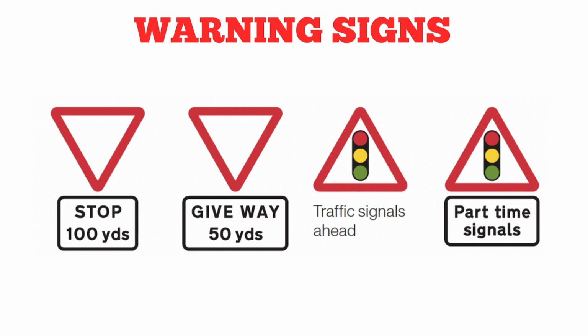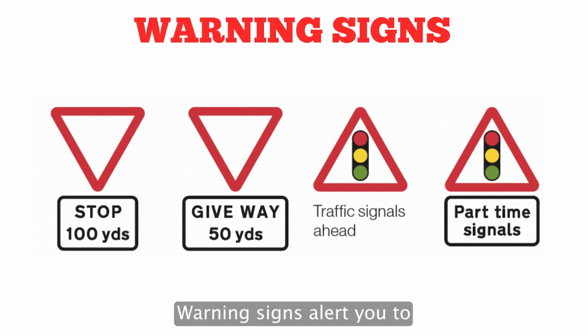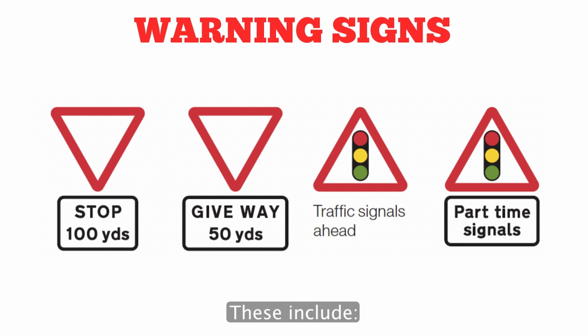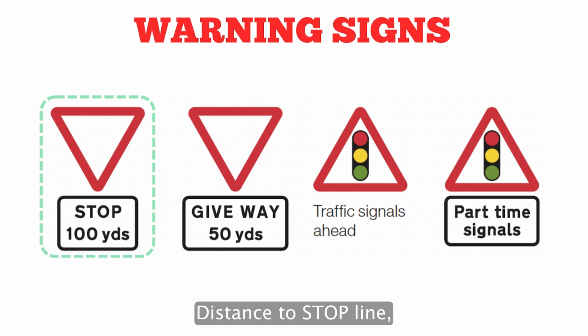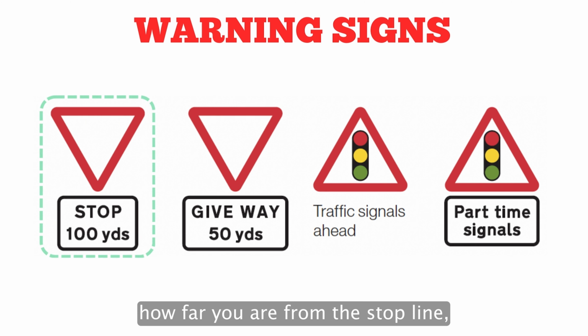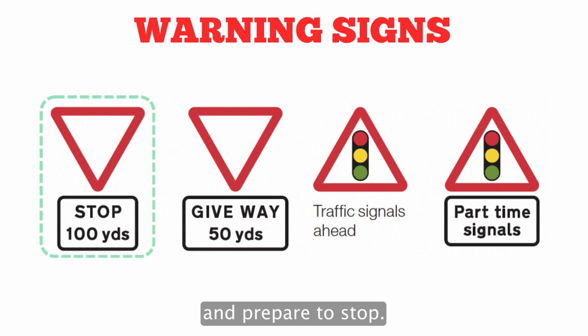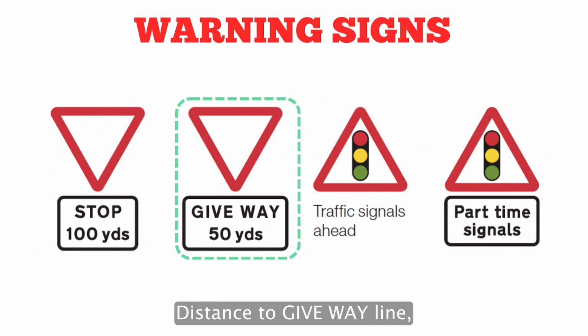Warning signs. Warning signs alert you to potential hazards on the road that could require extra caution. These include distance to stop line. This sign tells you how far you are from the stop line, giving you time to slow down and prepare to stop. Distance to give way line.